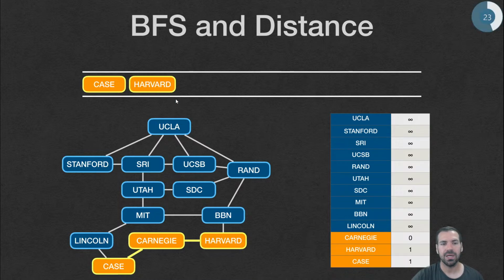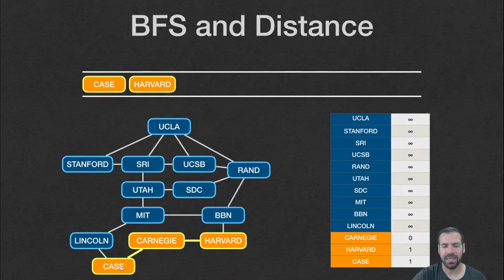We're going to enqueue it into our queue, and we're going to mark its distance. I shouldn't say update. We're never updating distances. You're never changing any numbers. Once you add a distance, it's solid. That's why you can't say update here. We're going to mark its distance as the distance of the node that discovered it plus 1. So Carnegie's distance was 0. We're going to add 1 to that. Case's distance is 1.